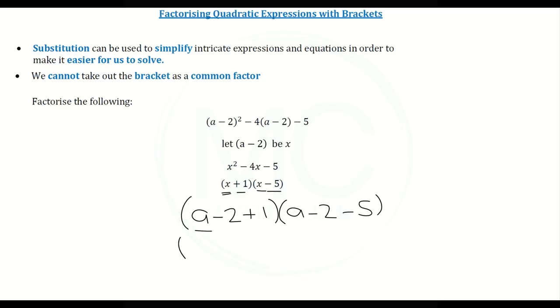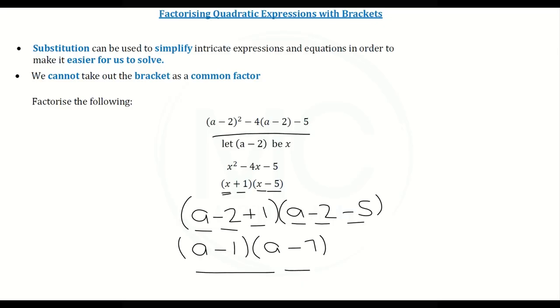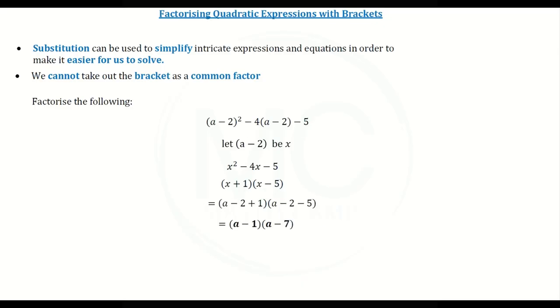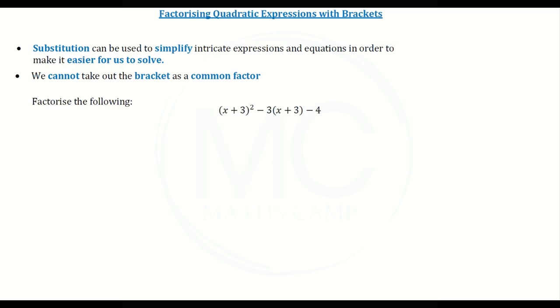In the first bracket, we have a. So we have a over here. Negative 2 plus 1 becomes negative 1. So we have a minus 1. In the second bracket, we have a over here. Negative 2 minus 5 gives us negative 7. And we've now factorized this expression up here. Let's do one more example.